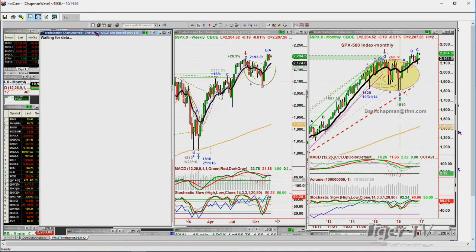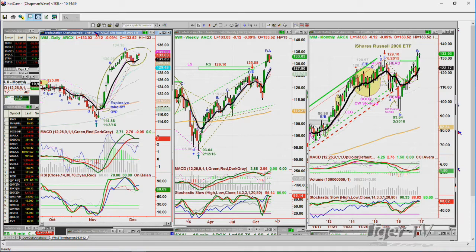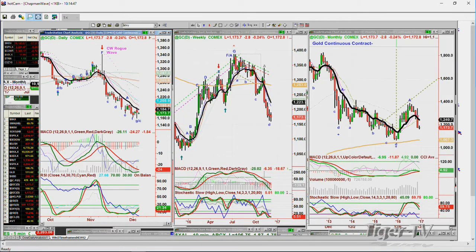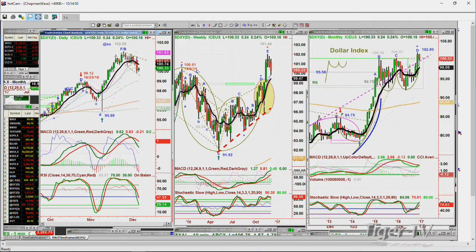So let's just do this. IWM, as I said, it's at 133.02. It needs 134.11 to start leg C. You've got gold. Gold was down a little bit. What's it doing now? It's down 2, and the dollar is key because the dollar is holding well here, but it has pulled back since the 102.05 top.